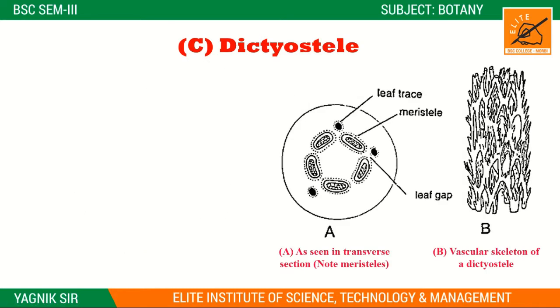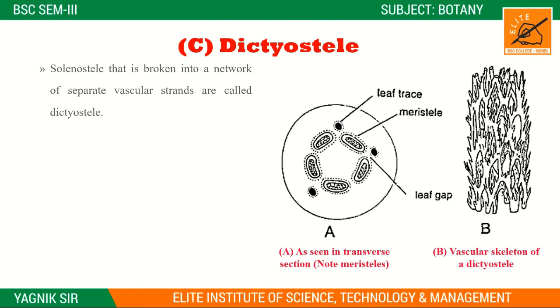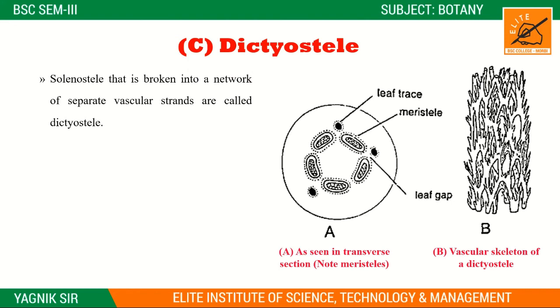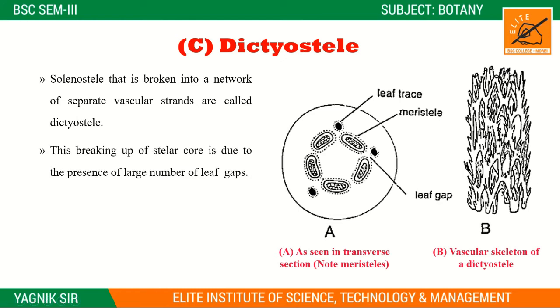Then the third is dictyostele, right? So actually it is a solenostele that is broken into a network of separate vascular strands. Here the vascular bundles are separate, right? This is a single vascular bundle having an endodermis and a pericycle, right? Thus this breaking up of the stelar cord is due to the presence of a large number of leaf gaps. So here the leaf gap is also present, and leaf traces are present in each and every vascular bundle.